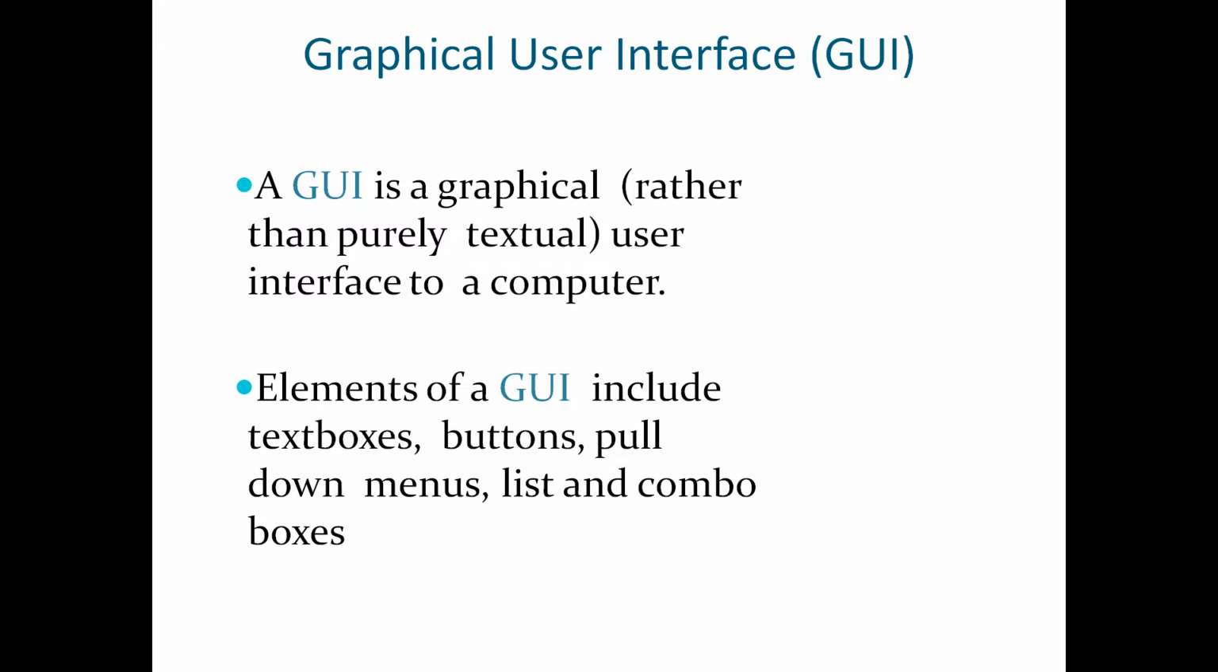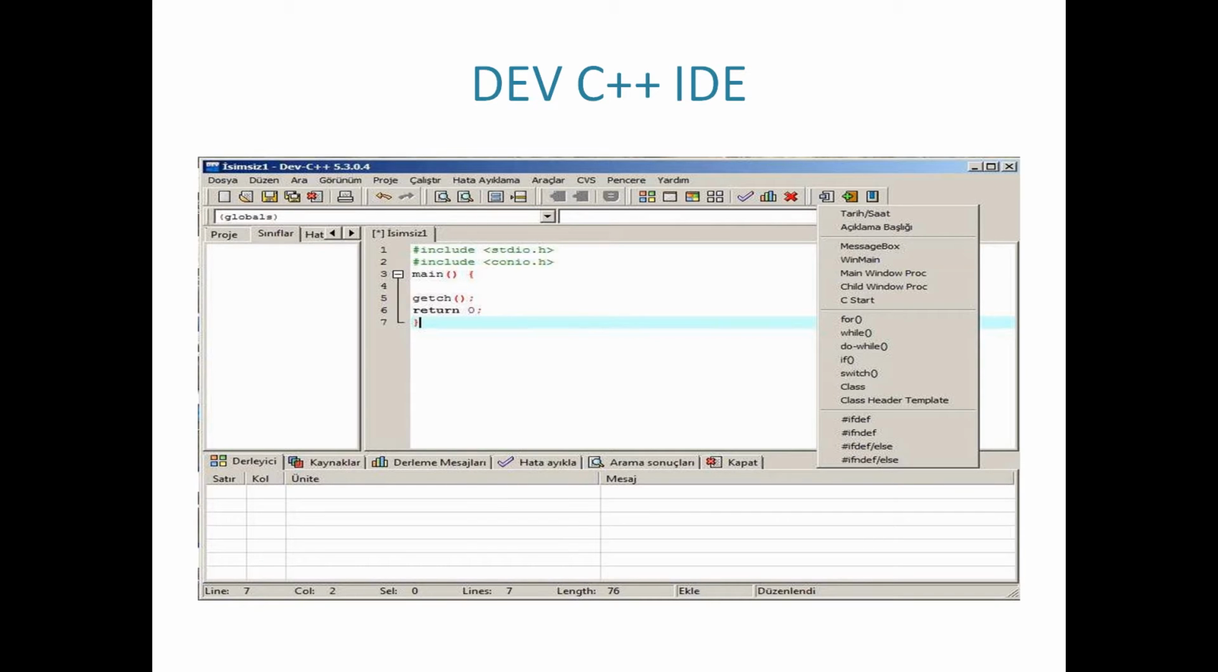Graphical user interface, GUI, is a graphical rather than purely textual user interface to a computer. Elements of a GUI include text boxes, buttons, pull down menus, lists, and combo boxes. In these high level languages we can drag and drop text boxes, buttons, and pull down menus, so the user does not need to write code to form a text box or make a button at a particular place for some functionality. So GUI IDEs are quite easy and friendly.